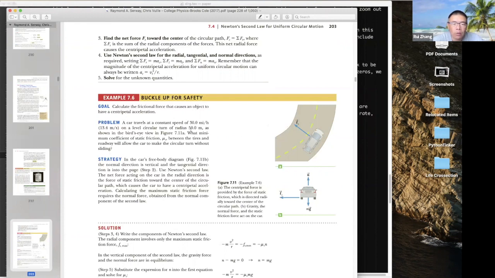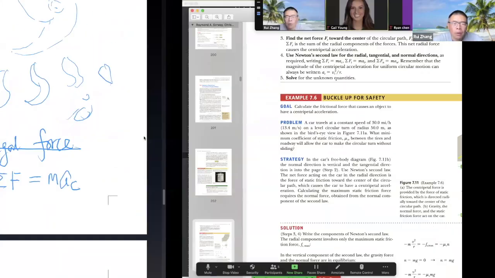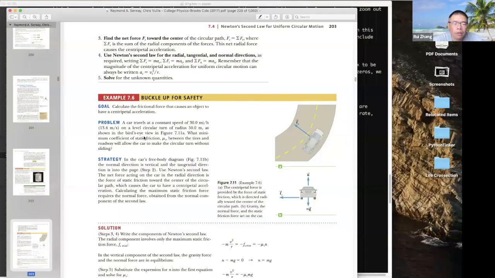It tells you the radius of that circle, and if you look from the top, this is what it looks like. It asks what's the minimum coefficient of static friction that allows the car to make a circular turn without sliding. We're given two pieces of information: 13.4 meters per second, and the radius is 50 meters. This is example 7.6.